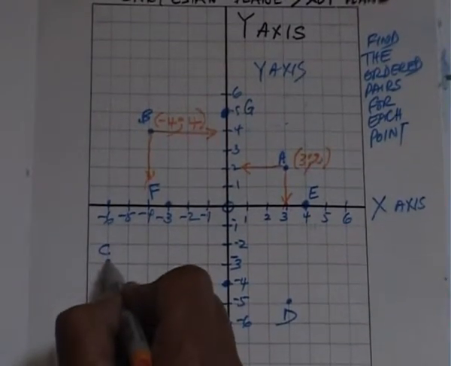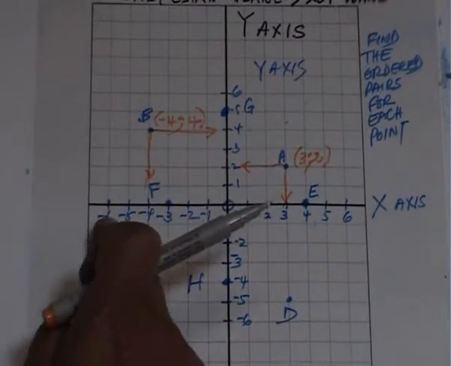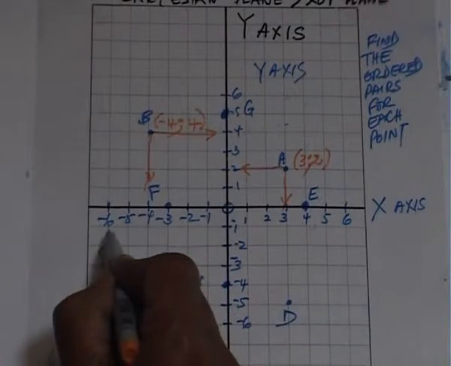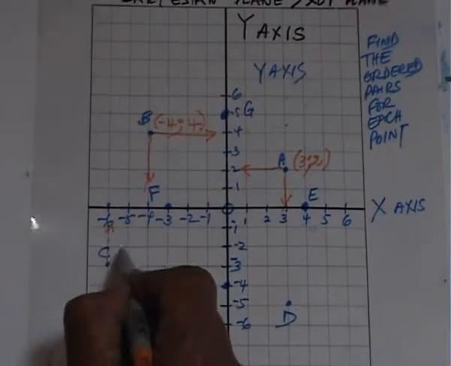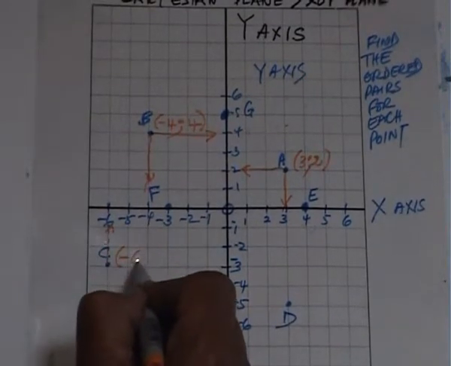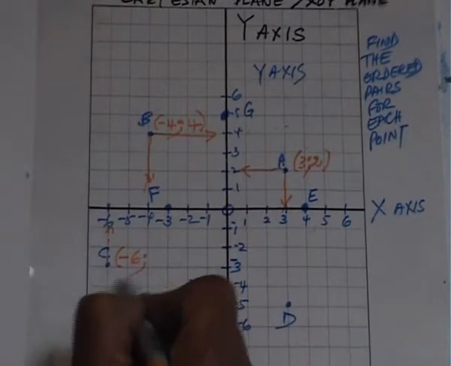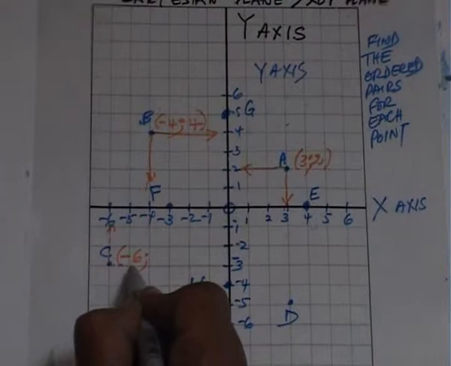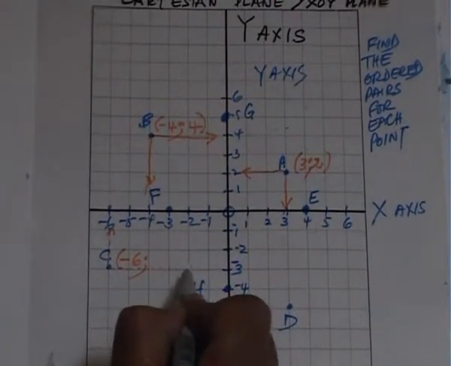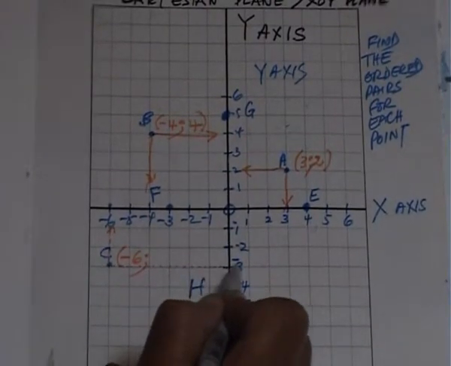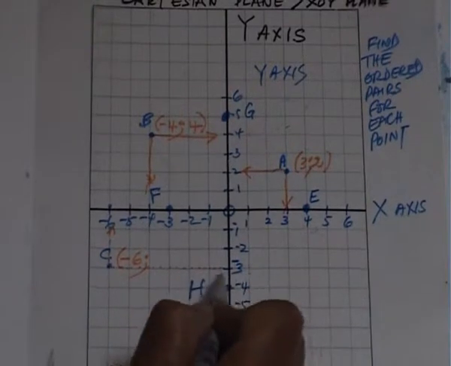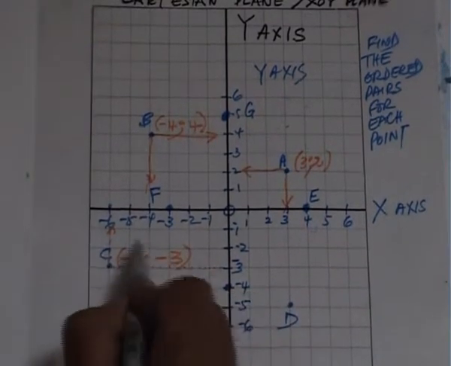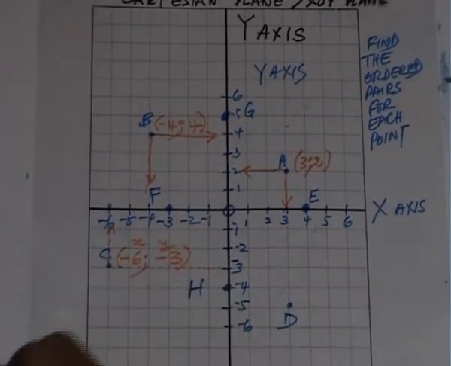Let's look at C. From C, you always have to go to the x-axis first. So if I go up to the x-axis, I get minus 6. And then from here, if I go to the y-axis, I go this way, I get minus 3. So y is minus 3. So that's x and that's y.